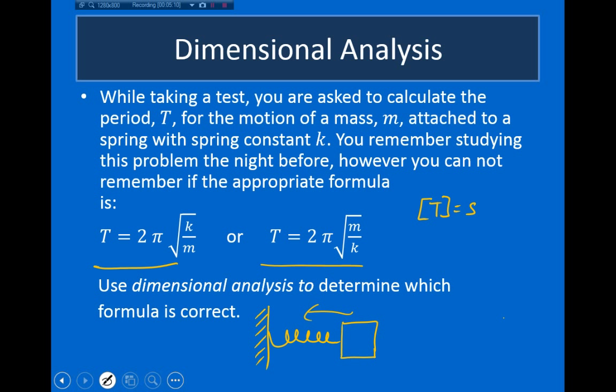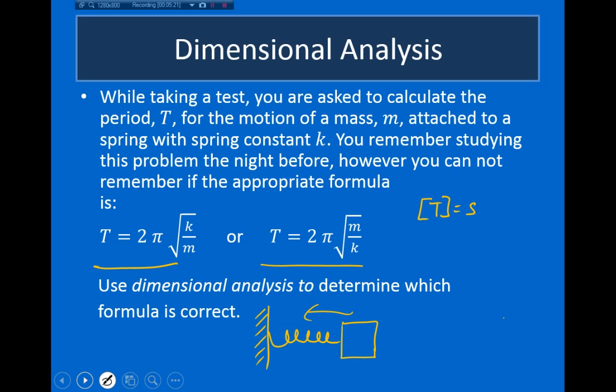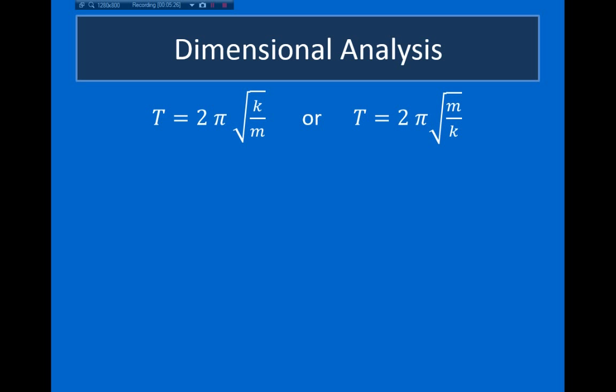Now, I should have mentioned, this k that appears in this equation is the same k that appeared in the previous example. So this k has units of kilograms over seconds squared. That's the stiffness of a spring. The larger that is, the more stiff that spring is. So we have the units of k are kilograms per second squared, and the units of T are seconds.